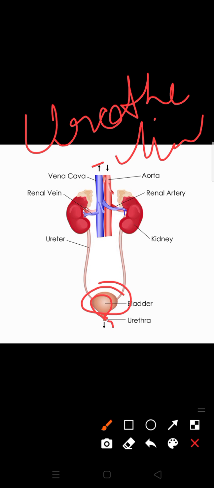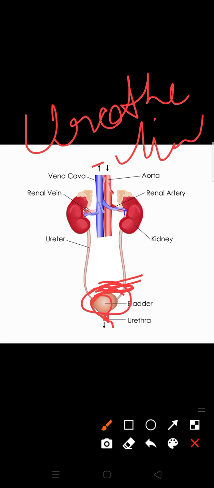It has an upper broader part, known as the body of the bladder, which is concerned with the storage of urine. The lower part is narrower and is known as the neck of the bladder. It has the internal urethral orifice, from where the urethra originates, and this origin is guarded by two sphincters: the inner smooth muscle fiber and the outer striated muscle fiber.